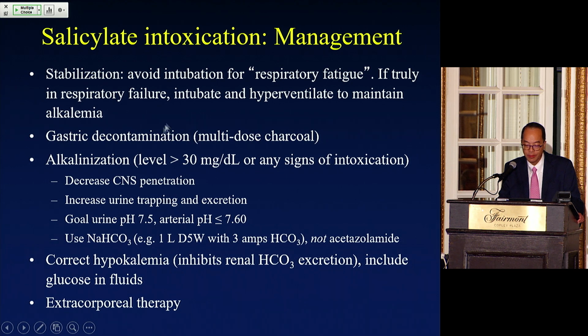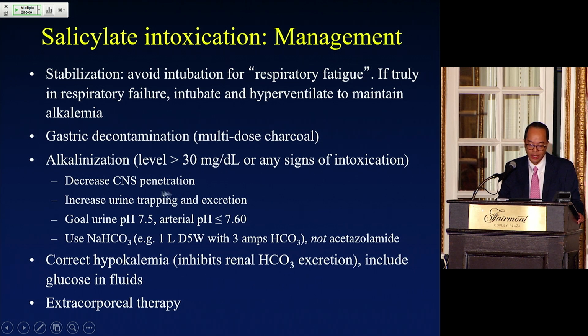Gastric decontamination, sometimes with multi-dose charcoal, is recommended. As I said, one of the goals is to make sure that the serum is alkalinized, and so this decreases CNS penetration. This is used for a second goal, which is to alkalinize the urine if possible. And by if possible, I mean if the patient has reasonable renal function.